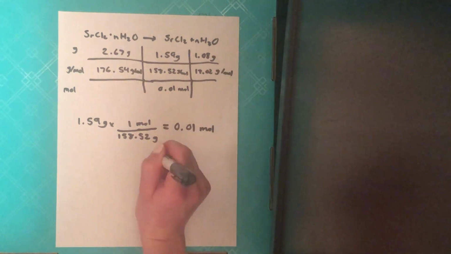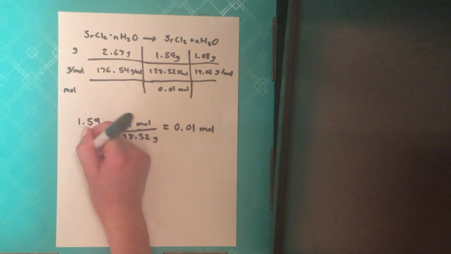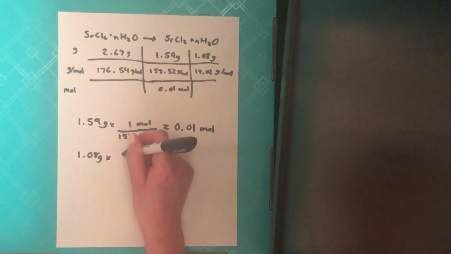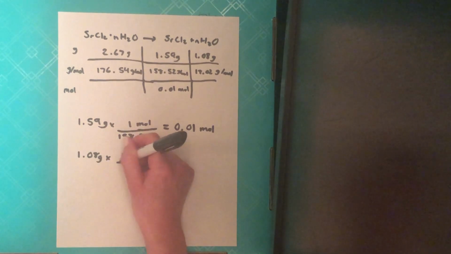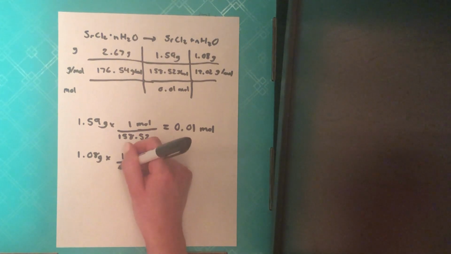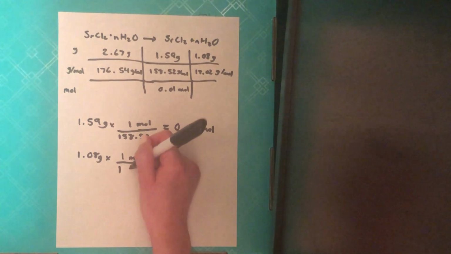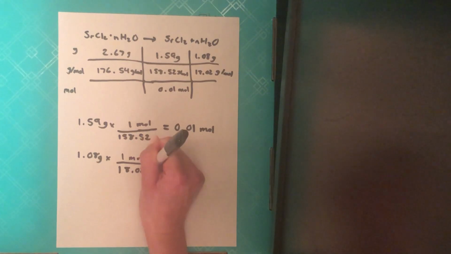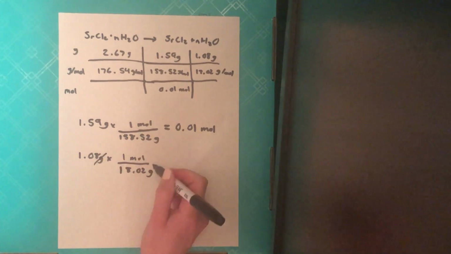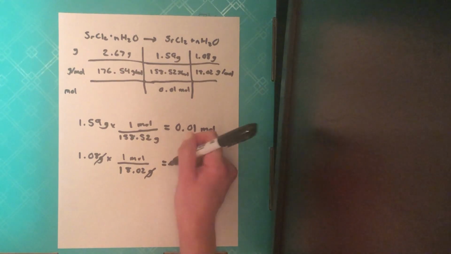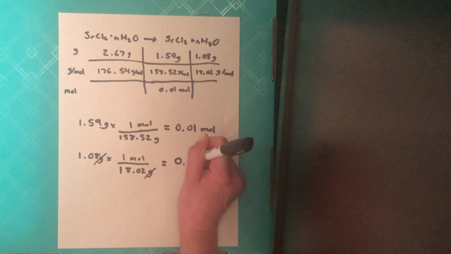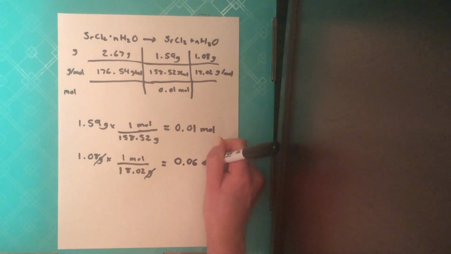Now we're going to do the same thing for the water. We're going to use what we are given in grams. Set up our dimensional analysis so that our units cancel. Make sure our units cancel and that we're left with moles. When we plug this into our calculator, it's going to come out as 0.06 moles.